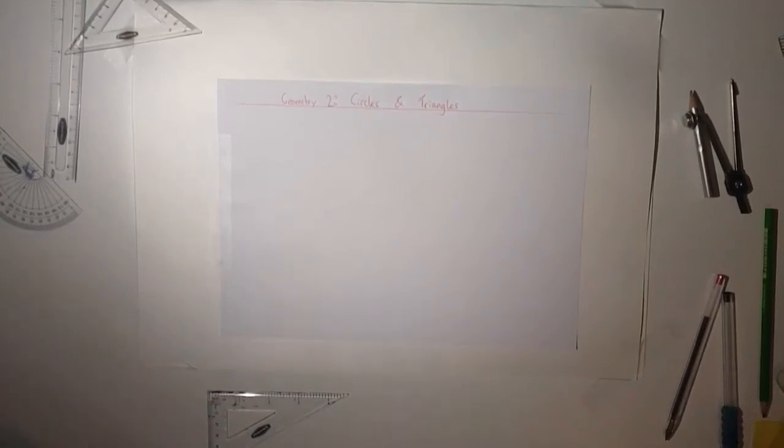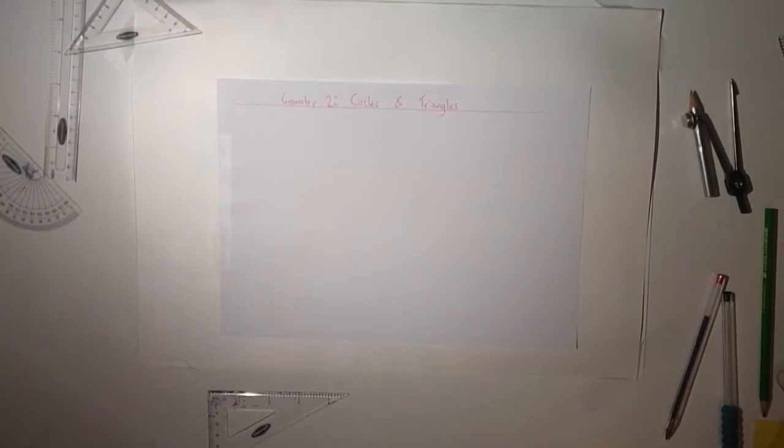So now we're just going to be going over circles and triangles in the construction part of paper 2. What we're first going to look at is how we construct perpendicular bisectors and angle bisectors. Really simple, but they are important to know and to show your workings when we're doing these.